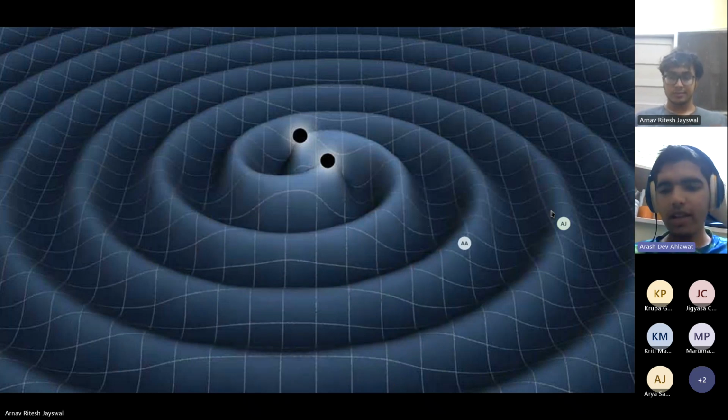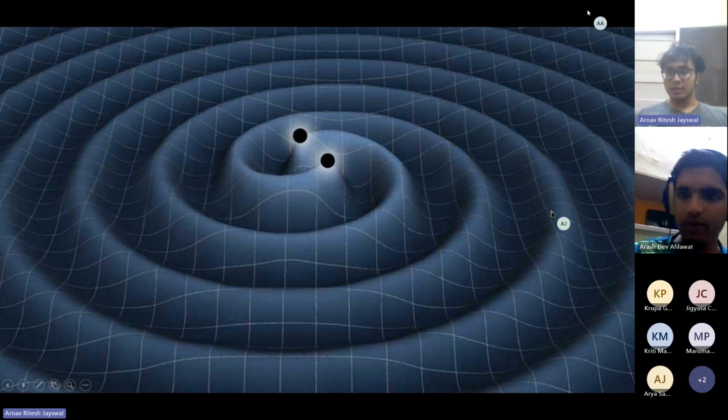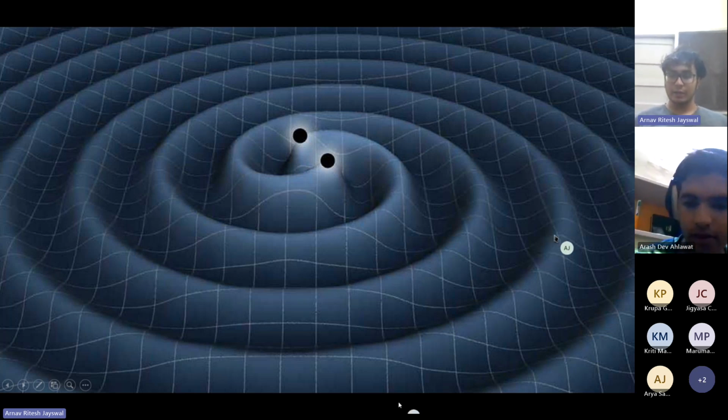Now we have all this data. So how do we interpret this data? He has a Jupyter notebook which will tell you how he interprets this data and finds the distance of galaxies in our cluster at the end. So I'll hand it over to Arnav. Yes, thanks Arash for that explanation. So yeah, I'll take it from here.